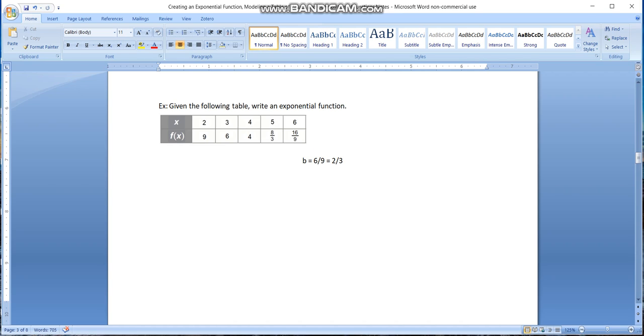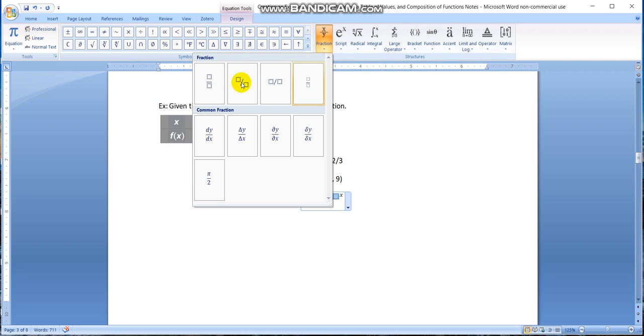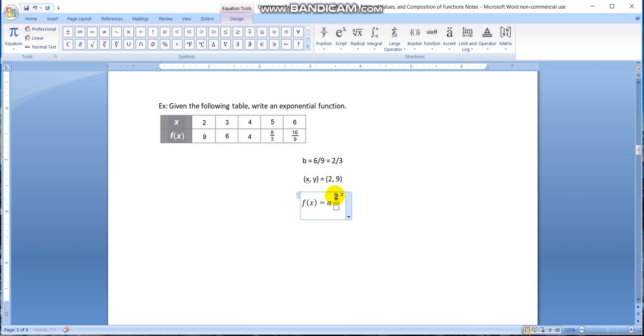Okay. Next, I'm going to choose any xy value. I'm just going to choose the easiest one I see right here. So x comma y is going to be 2 comma 9. Next, we need to consider our generic equation for an exponential function. So we know that this part here, b, is going to be 2/3. 2/3 gets plugged in right here.